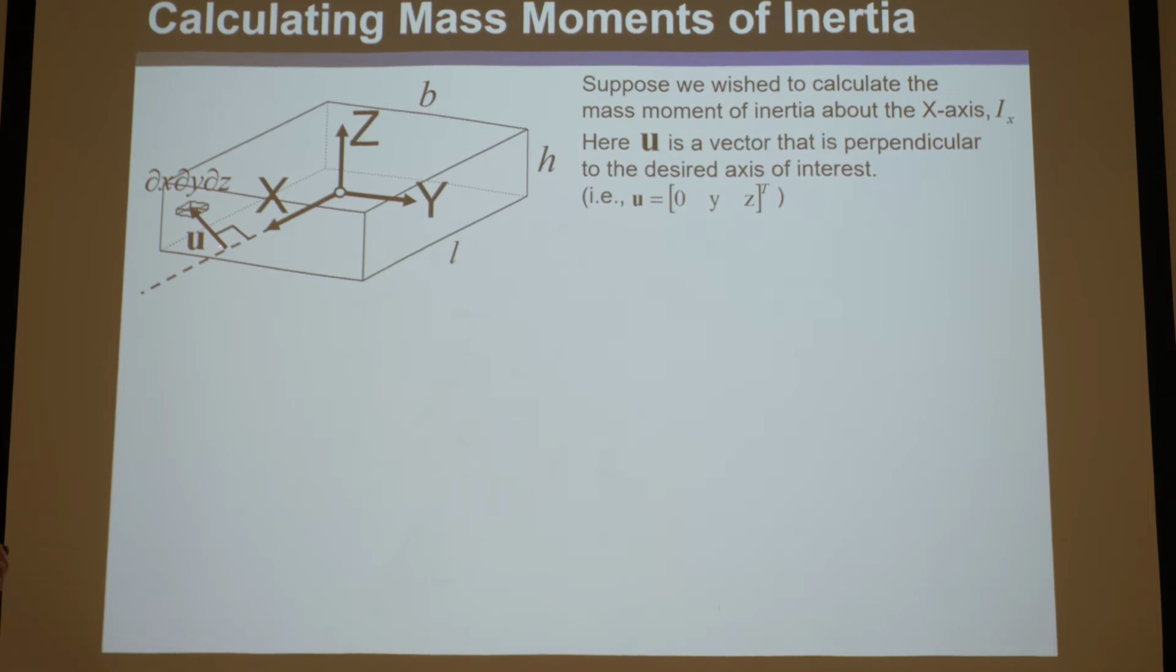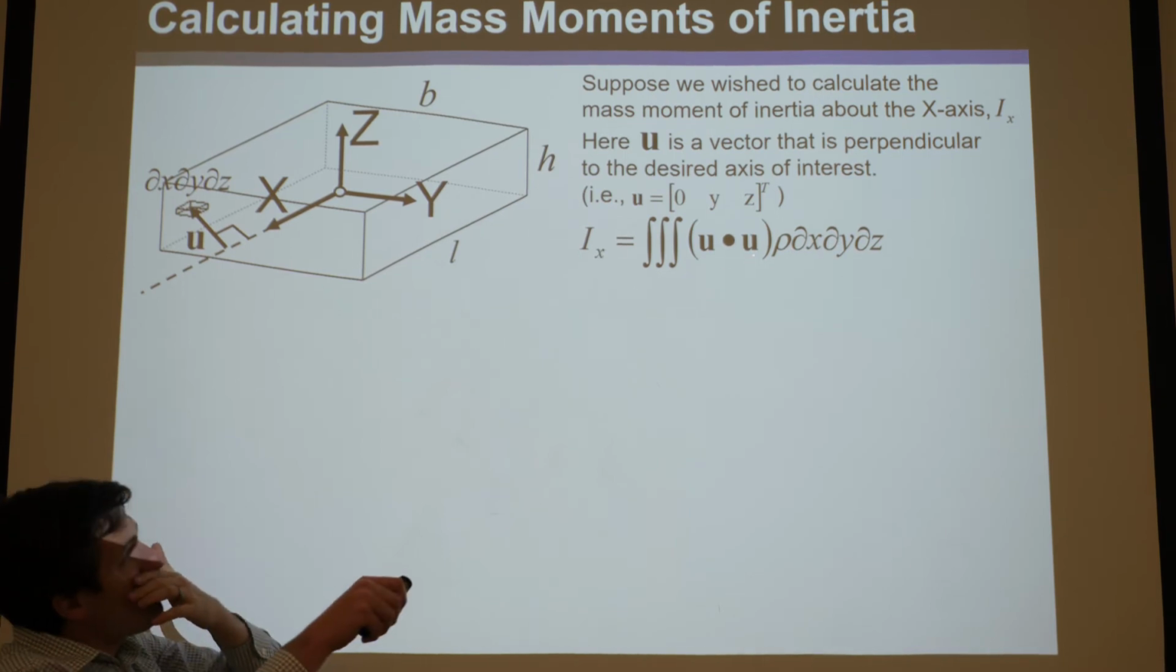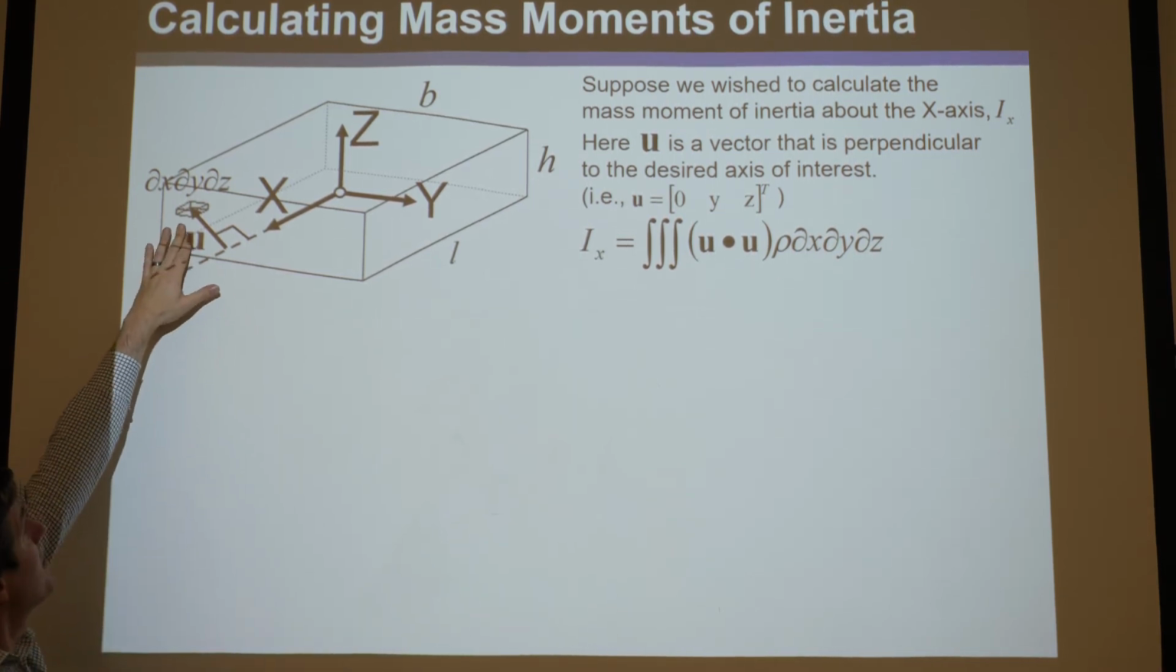Well, what you would do is you would take a vector u. It's not a unit vector. It's just a vector, and it points to every point with a direction that's perpendicular to that axis, which is why its x component is 0 for this case. But it points to every point in the body. If you dot product it with itself, you take the magnitude times the magnitude times cosine 0, which is 1. So you take this distance, the magnitude squared, and multiply it by rho dx dy dz, which is this little volume increment, times rho, a little mass increment.